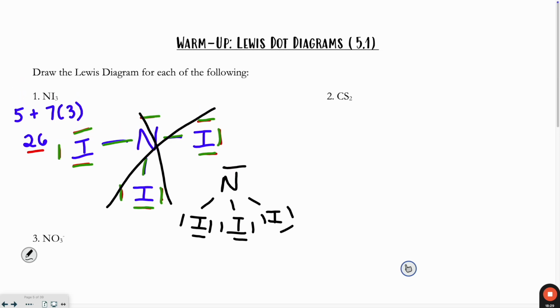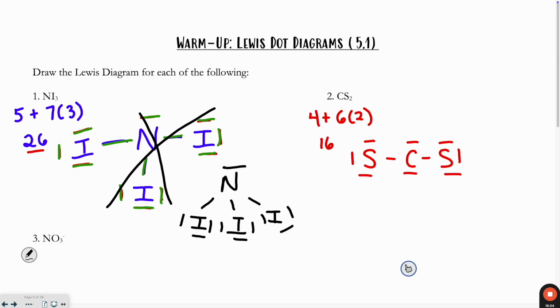Let's do it. Carbon has 4 valence electrons. Sulfur has 6, but I have 2 sulfurs, so I have a total of 16 valence electrons. Carbon is going to be in the center. I'm sharing electrons with sulfur, and now I'm going to make everyone happy with lone pairs. So 2, 4, 6, 8, 2, 4, 6, 8. Carbon already has 4, so it needs 4 more.